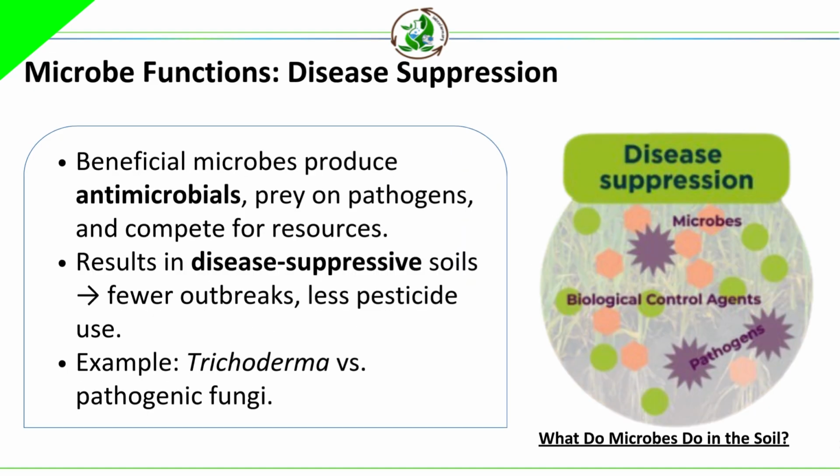Here's a neat fact. Some soil microbes are like bodyguards for plants. They protect against diseases. How? Some release antibiotics or antifungal compounds that kill or inhibit pathogens, that is, harmful microbes. Others actually eat the bad guys or outcompete them for food. Over time, soils with many of these helpful microbes become disease suppressive, meaning plant diseases just don't take hold. For example, Trichoderma is a beneficial fungus that naturally attacks harmful fungi. If a soil is disease suppressive, farmers need fewer chemical pesticides, and that's better for the environment.